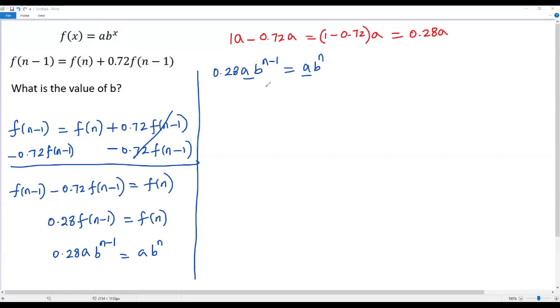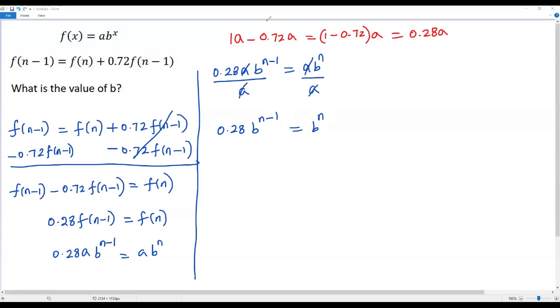Okay, here both the left side and right side of the equation contain a, and it's also in multiplication with the other stuff. So better we can divide both sides by a to simplify, because our aim is to get the value of b. When I divide both sides by a, this a will cancel out and here a will cancel out. Then the equation becomes 0.28 times b to the power n minus 1 equals b to the power n.